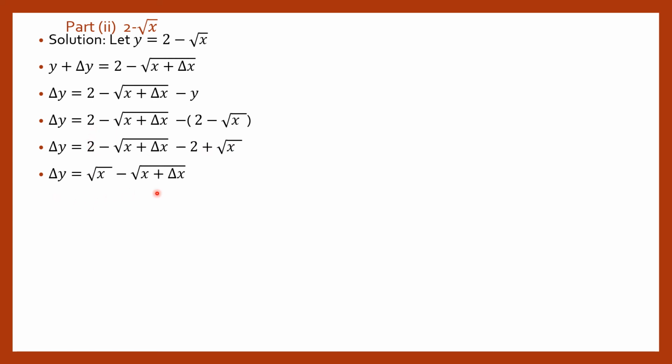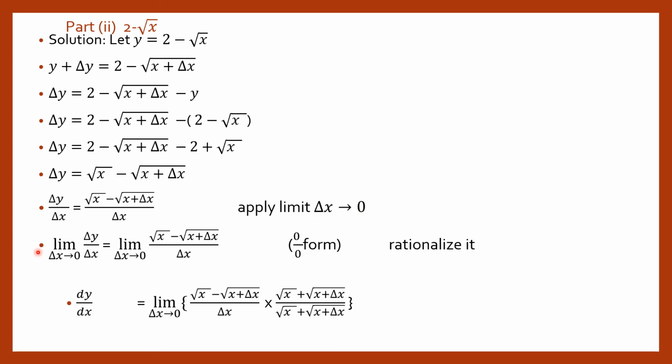Now I don't see any further simplification, so I get to the next step of derivative, which is divide both the sides by del x. Divide del y by del x. Here it is. Again, I don't see any simplification, so I'm going up to the next step, which is apply limit when del x tends to 0. So I apply limit when del x tends to 0.